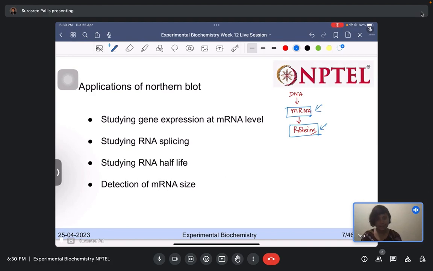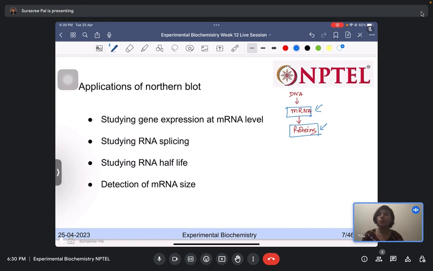So for studying gene expression at the mRNA level, northern blot is a very good method, because we can visualize whether the mRNA corresponding to the gene of our interest is being expressed, and if it is expressed, we will get a signal in the northern blot. Also, we can study the size of the mRNA, how much is the molecular weight of the mRNA that is expressed, and also the RNA splicing event and RNA half-life.